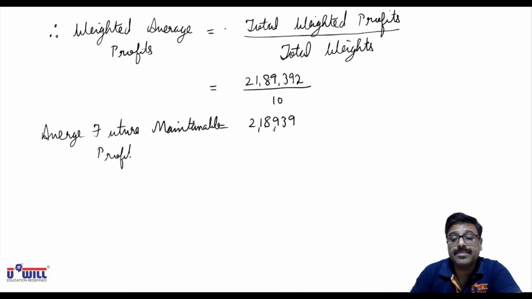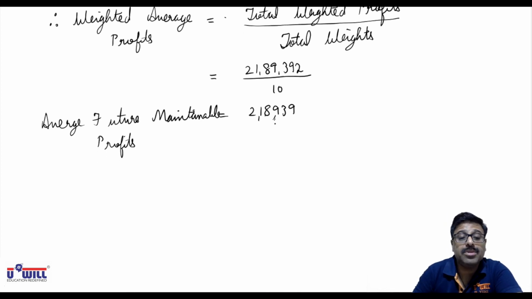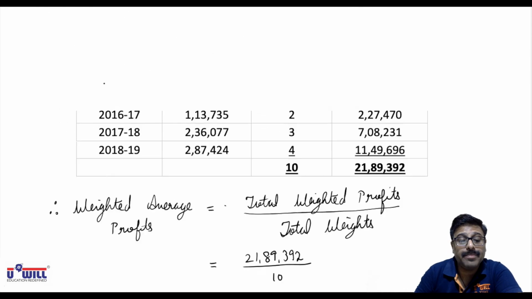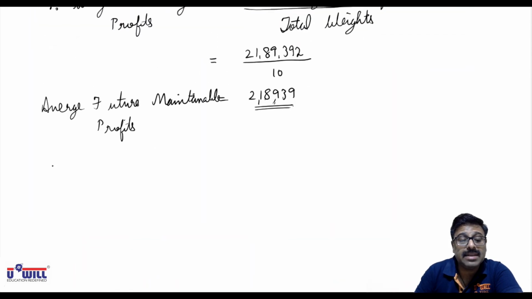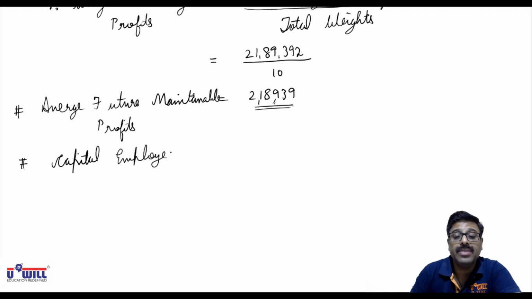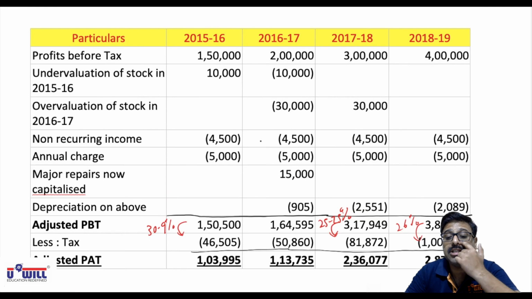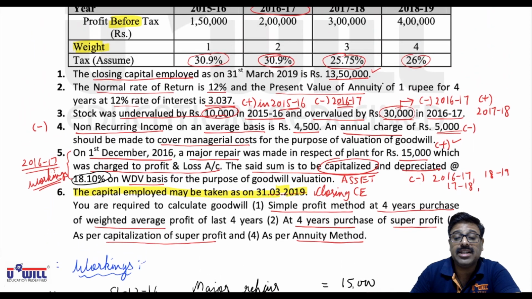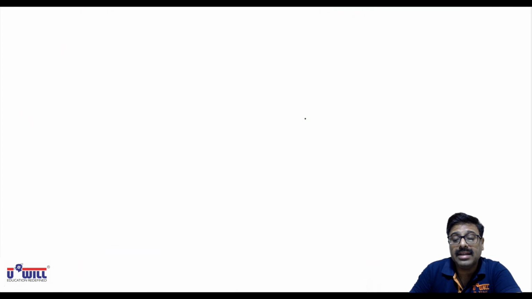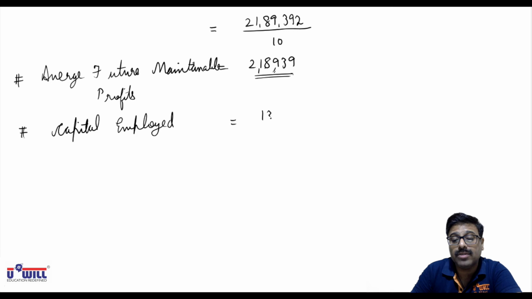Now after that, the next information we require is capital employed. So just write the steps and the information required. For capital employed, we have to use closing capital employed, and that amount is directly given in the question, so we don't have to find it. What is the closing capital employed given in adjustment 1? 13,50,000. We just have to write it down, and that itself is used in finding the goodwill.